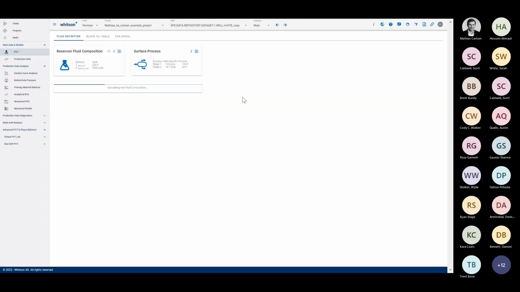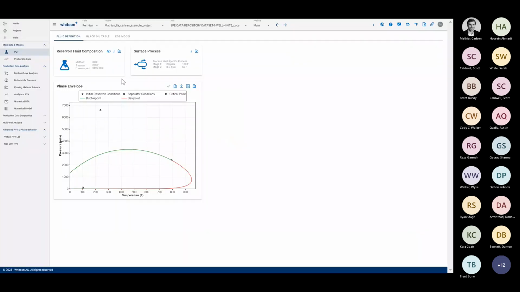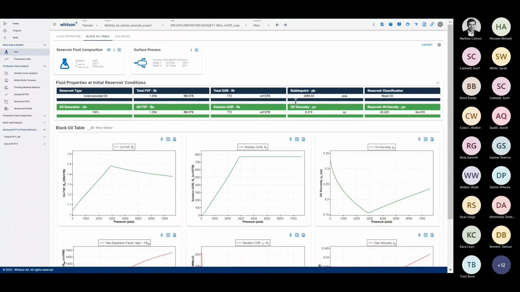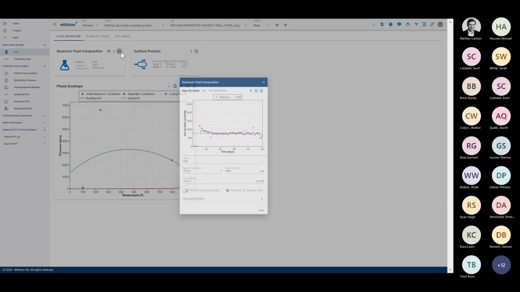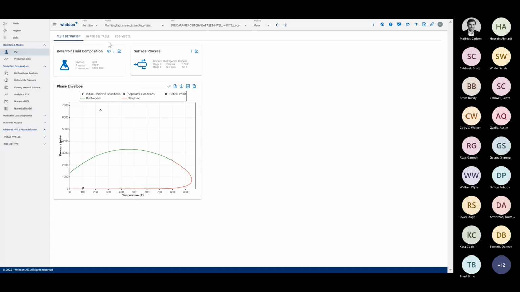Real data, when real data is there, that will be your best friend. You just drag and drop this line to match the initial producing GOR when we use the GOR method. Okay. For this well, we have then predicted a saturation pressure of around 2,900, depends on what you picked here. Maybe the engineers will do a little bit different interpretations depending on who it is, but that's how you initialize your fluids. That, as I mentioned before, automatically generates this black oil table, but it is the same equation of state that is being used.